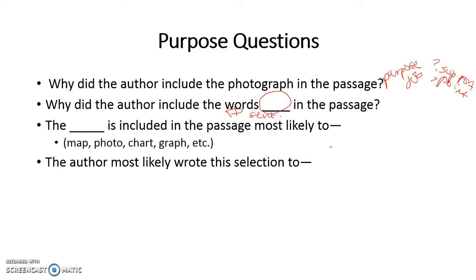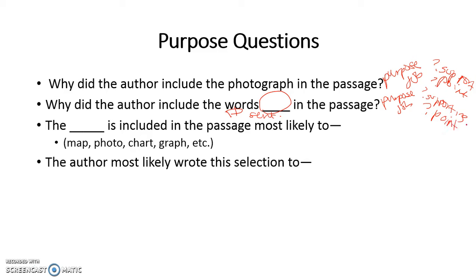Well, that's not a great example, but if it just says the words whatever in the passage, why did they include it? In other words, again, what is the purpose of those words? What is the purpose or job? What is it supporting? Or what point is it making? Question, what is it supporting? What point is it making?